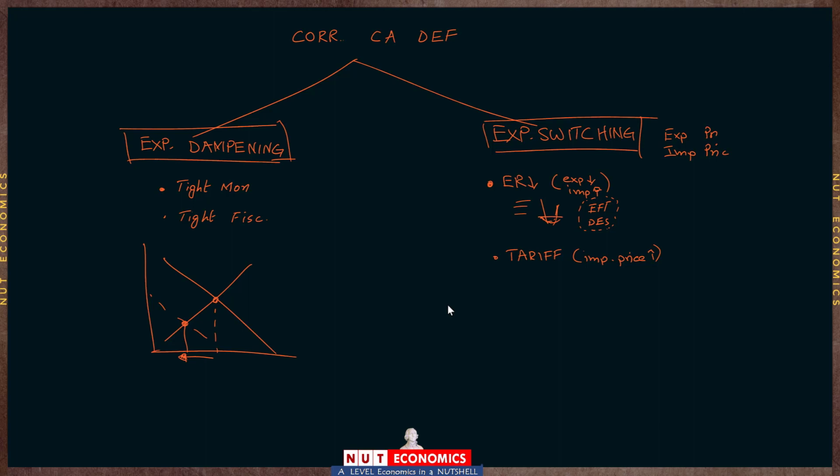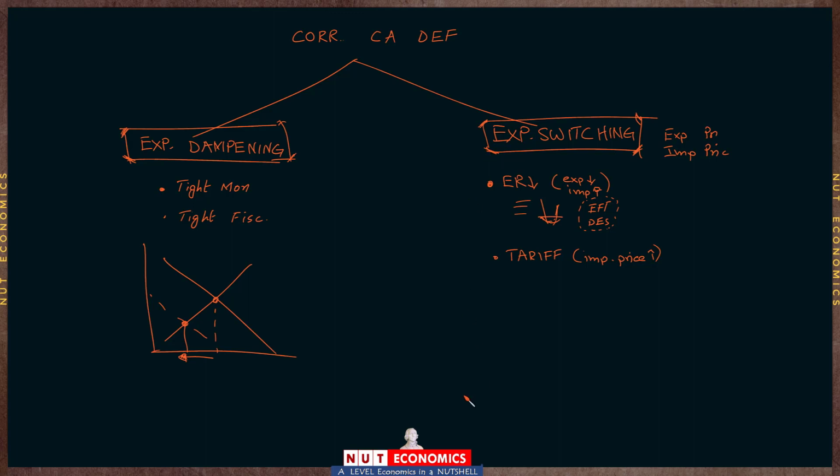The last thing that remains is a comparison: if you have to choose, do I pick expenditure dampening or do I go for expenditure switching when I have to correct a country's current account deficit? Now that is a very, very easy question. You just need to understand how to answer this. So let me repeat the question: should countries use expenditure dampening or expenditure switching policies in order to correct their trade deficits?